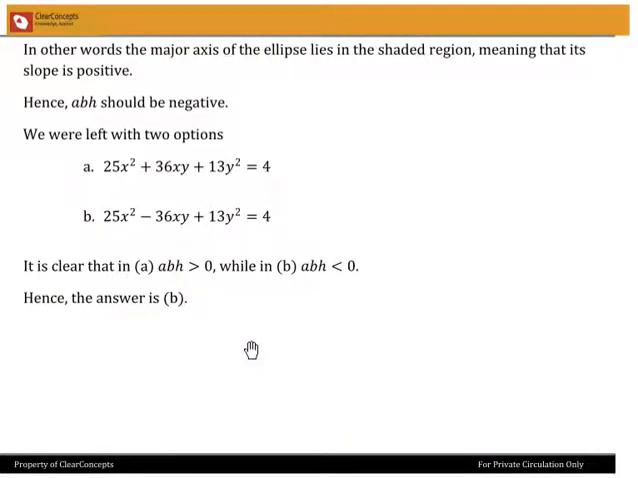This argument does not help us solve. I cannot conclusively say that it is 25x squared minus 36xy plus 13y squared equal to 4, but this is an MCQ. And since I've been given options and I've been able to eliminate three of them, it must be the fourth.